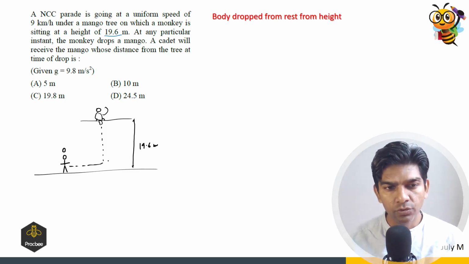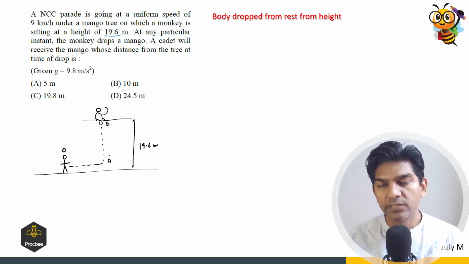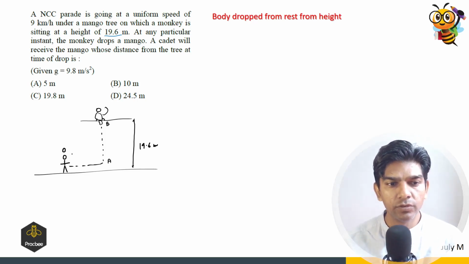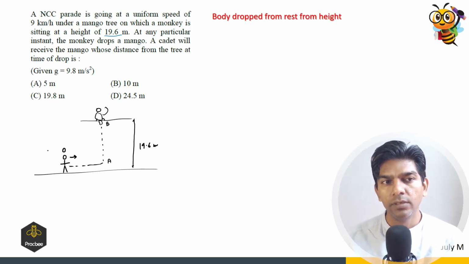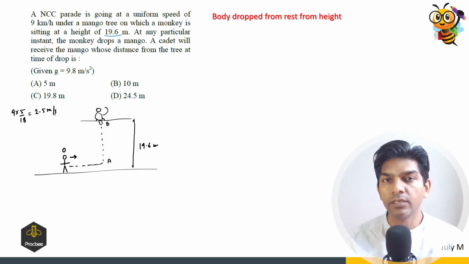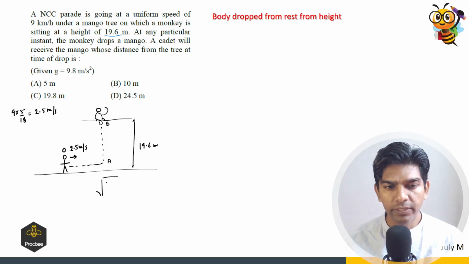So let me call this point O, this point A, this point B. So the time taken by the mango from B to A is the same as the time taken by the cadet from O to A, and the cadet is moving with a constant velocity, which is given as 9 kilometers per hour. So 9 times 5 by 18 comes out to be 2.5 meters per second. So the cadet is moving with 2.5 meters per second, and the time taken by the mango to reach A will be root of 2h by g. So 2 times h is 19.6, g is 9.8. So this will be 2 seconds. So in 2 seconds, the cadet will reach A.